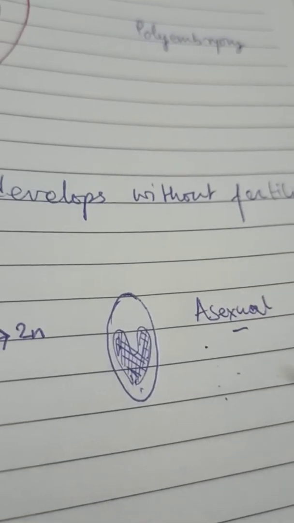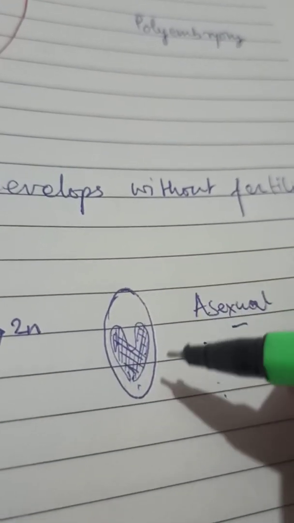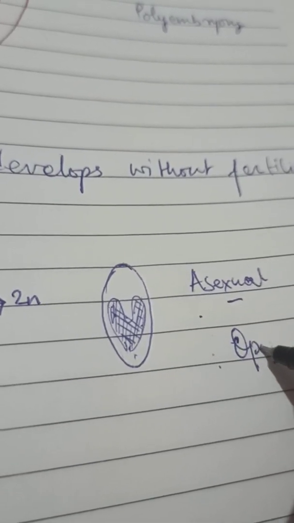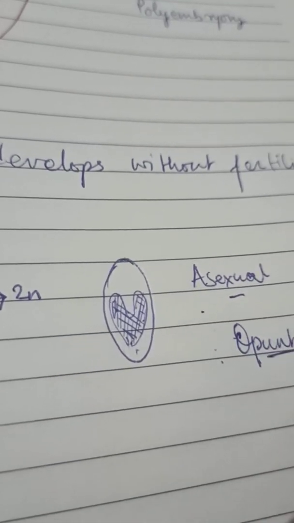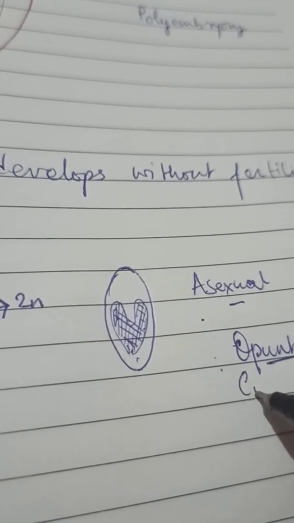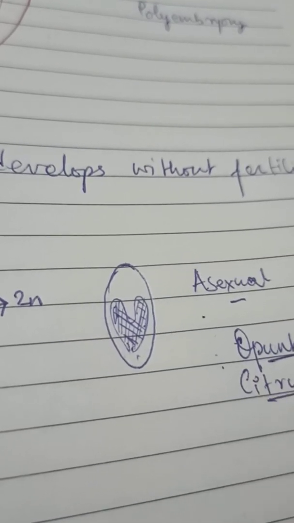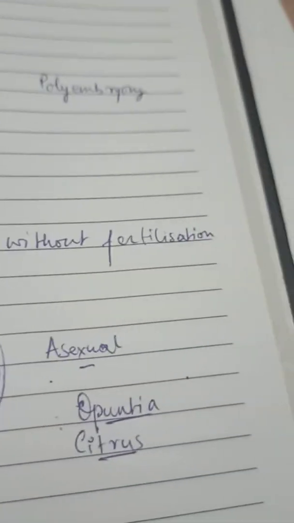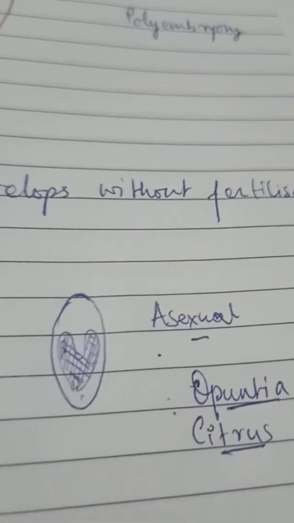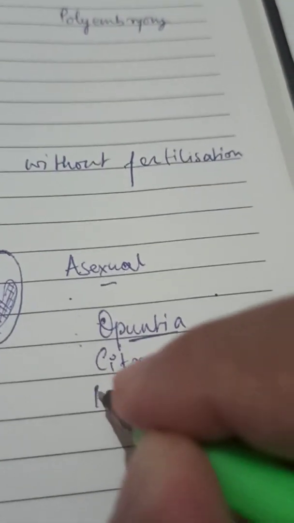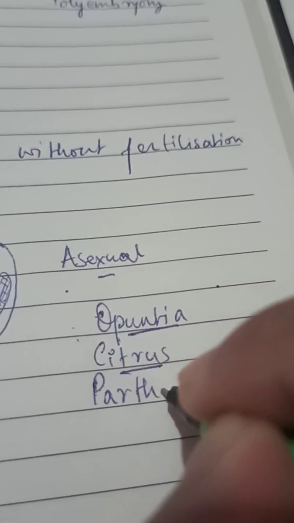Many plants do this. For example, we can set the example of Opuntia. You know, this is a cactus. Then we have the citrus plant. All of these plants actually follow this particular method. Then, I don't know whether you're familiar with this plant or not, it's called Parthenium.